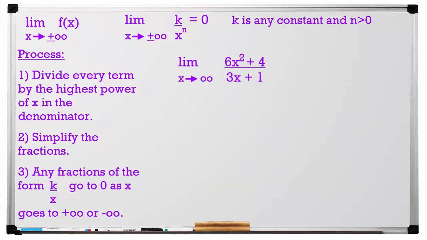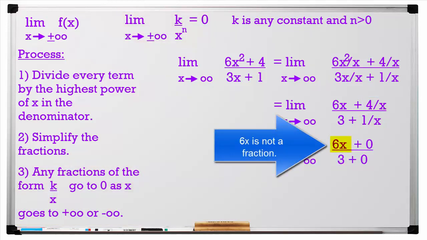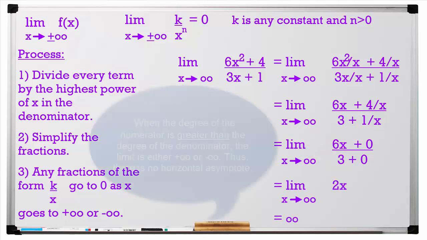Now let's consider the limit of 6x squared plus 4 divided by 3x plus 1 as x goes to infinity. Again, we divide by the highest power of x in the denominator, which in this case is x, and we simplify. Then 4 over x and 1 over x are terms of the form k over x to the n, so those go to 0 as x goes to infinity. But what about 2x? Well, the limit as x goes to infinity of 2x is infinity.